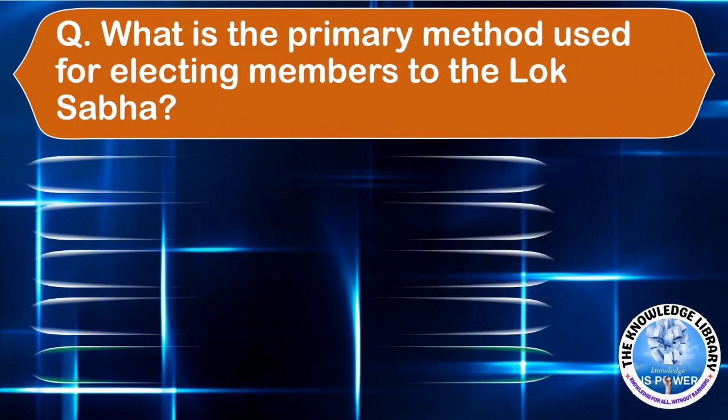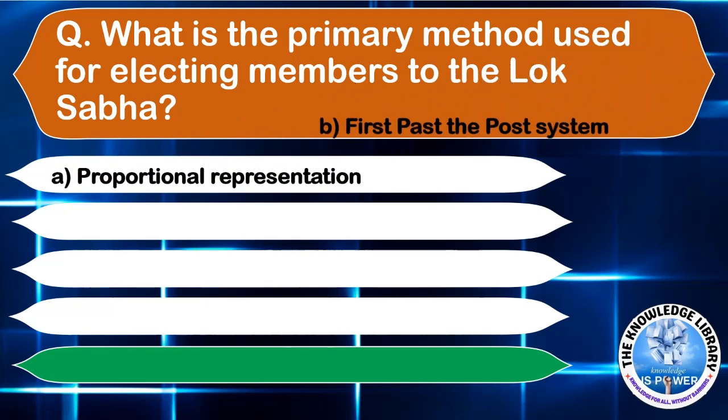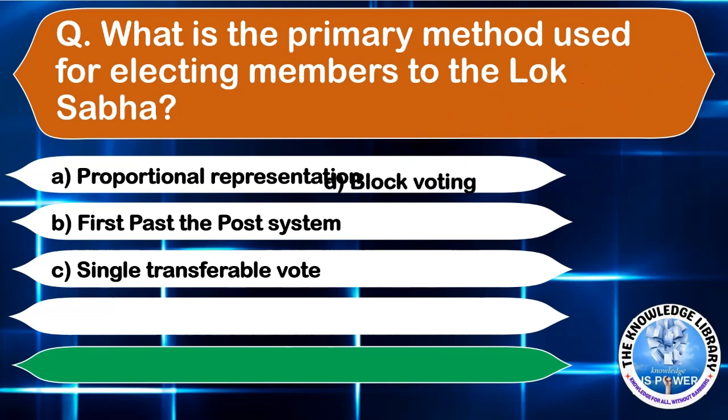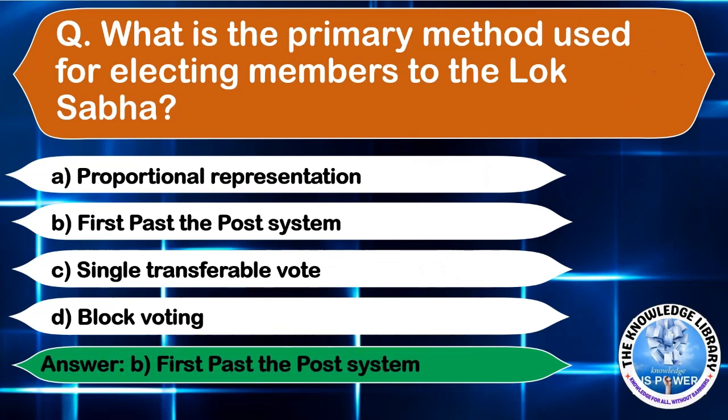What is the primary method used for electing members to the Lok Sabha? Option A Proportional representation. Option B First past the post system. Option C Single transferable vote. Or option D block voting. The correct answer is option B First past the post system. Moving to the next question.